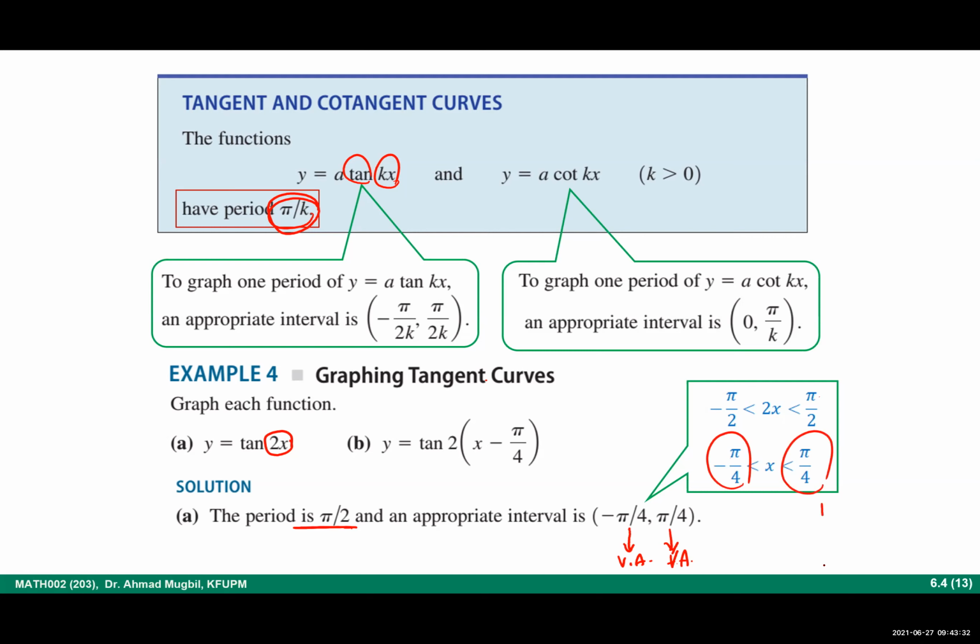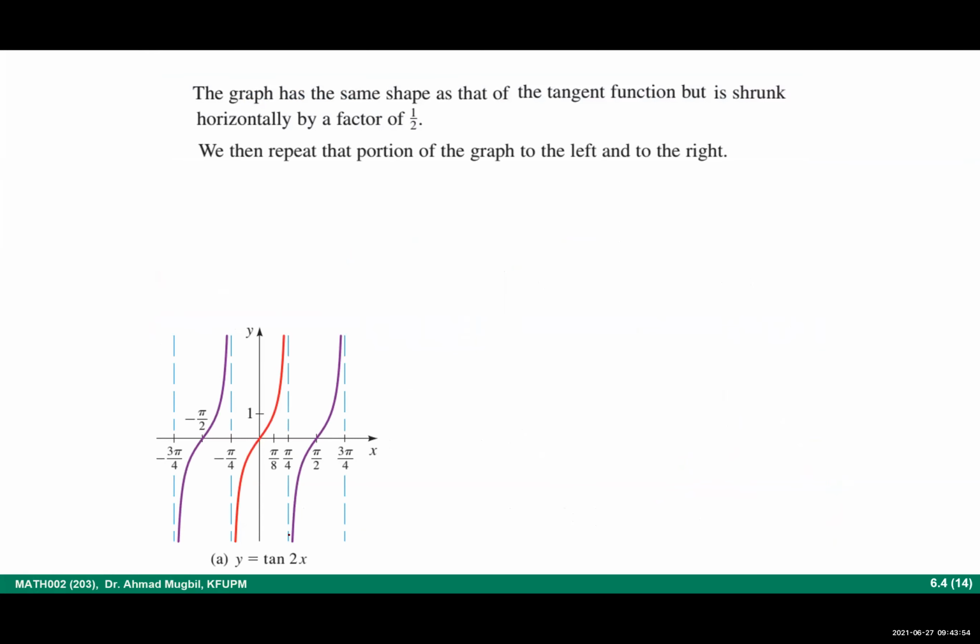So what you will do, this is negative pi over 4. This is pi over 4. You will sketch the graph of what? Of tan. The middle point between them, which is 0, and there is no reflection. This is the graph of tan. And this is the graph. Here it is. This is the part that I talked about, the red one.